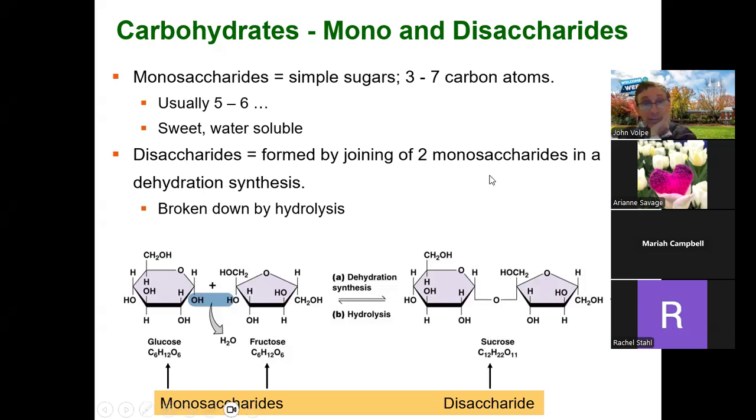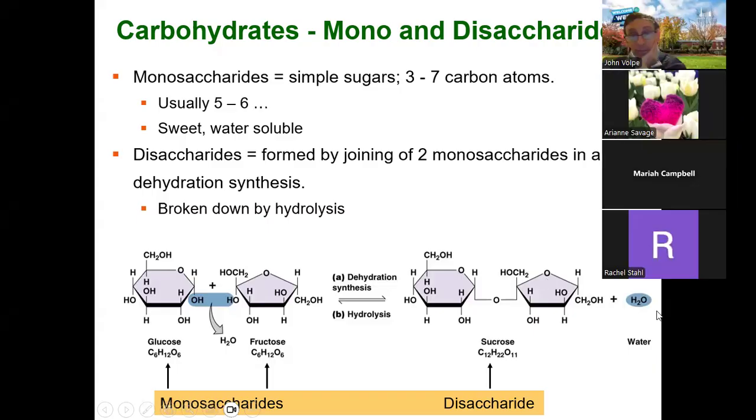Any questions about how you make a disaccharide or how you can change a disaccharide like sucrose by adding water, which is shown there? The water will split apart, the H joining the fructose and the OH joining the glucose to form glucose and fructose in a hydrolysis reaction going this way. Any question about any of that?